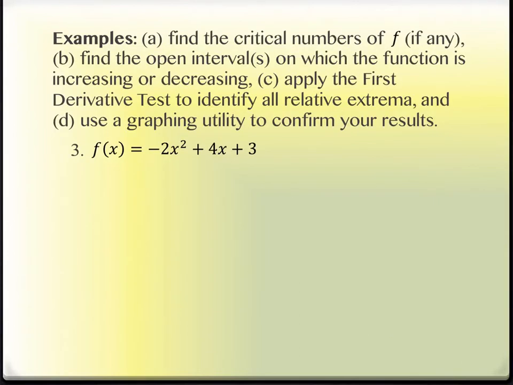This one is asking us to do much of the same thing. It's just identifying the pieces in a little bit different structure. So it says find the critical numbers, if any. That's what we were doing before, doing the derivative, setting the derivative equal to 0 or equal to does not exist.